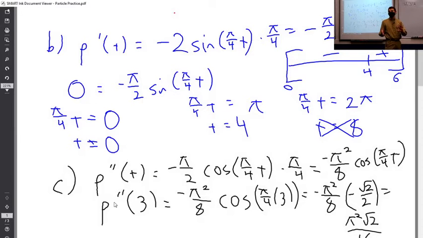Any questions up to that point? So that is our doing the calculations, doing the derivative, kind of the more mechanics side of things. Now here comes a concept question. All right?